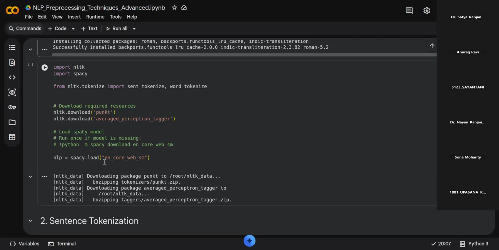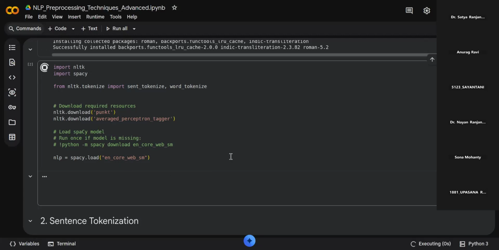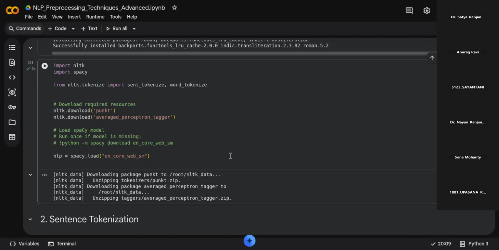What is this en_core_web_sm? en means English. core means it will do the core NLP tasks like all pre-processing tasks. web means this model is trained on web data. sm means it is a small model. Okay, so you just load this. Okay, so let's load it.